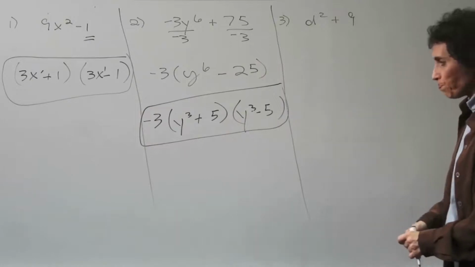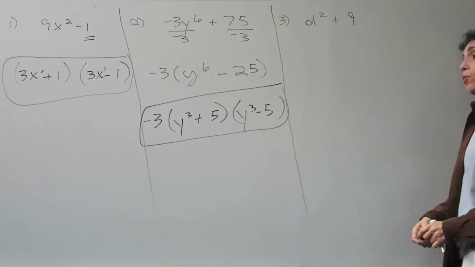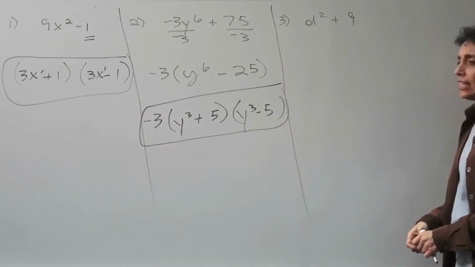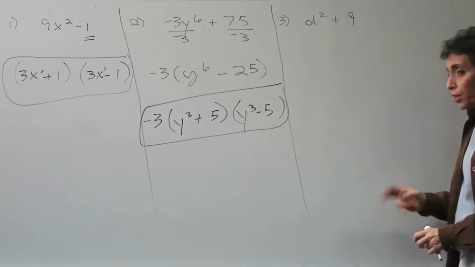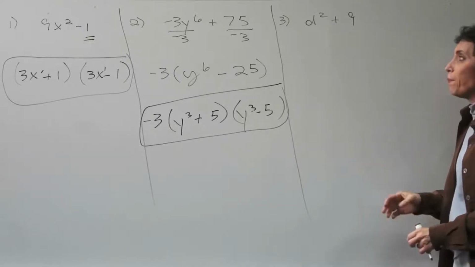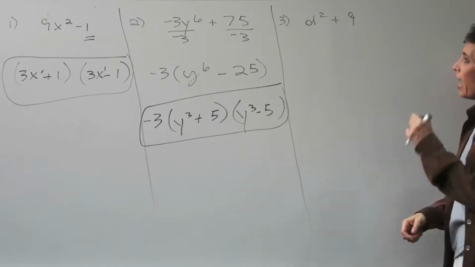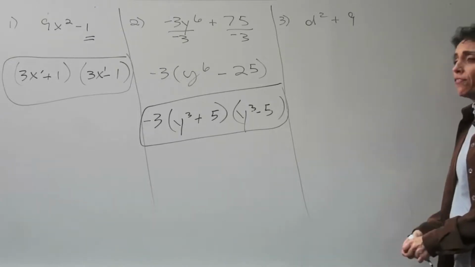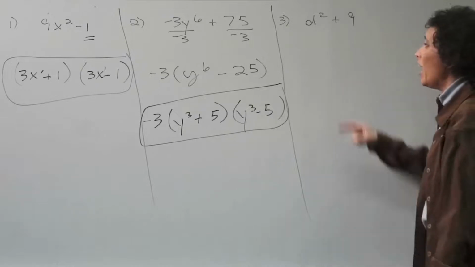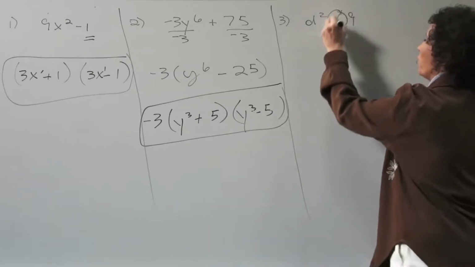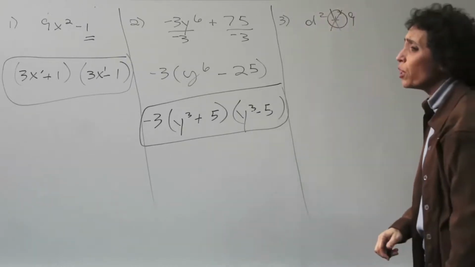Problem number 3. Okay. Step 1, look for a GCF. Can't do step 2, can't do step 3, step 4. You're going to memorize this. Count your terms. How many do you have? 2. Check for the difference of 2 squares. Not the difference of anything. So you cannot factor this over real numbers.